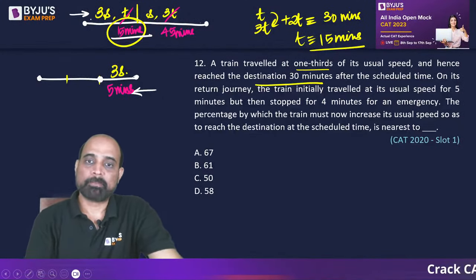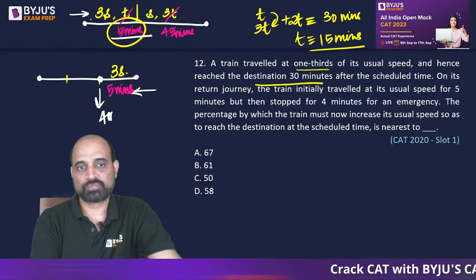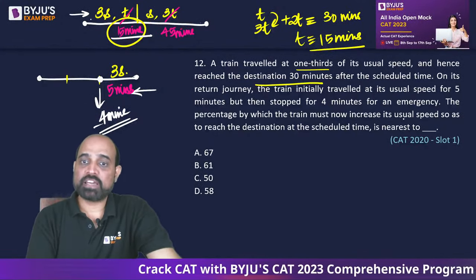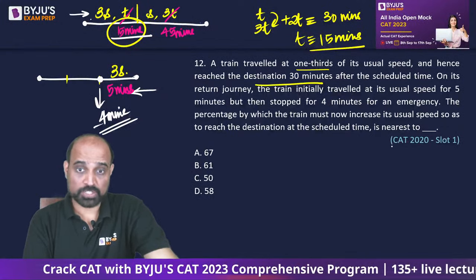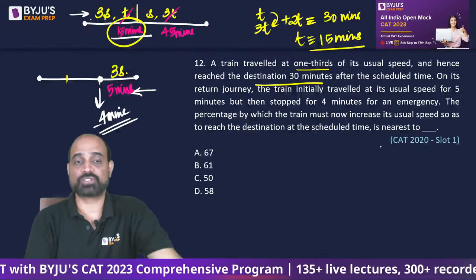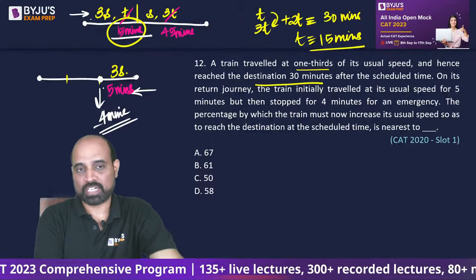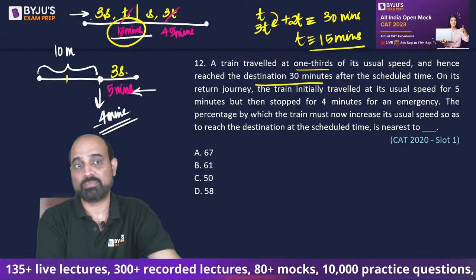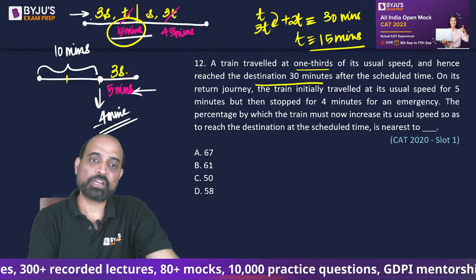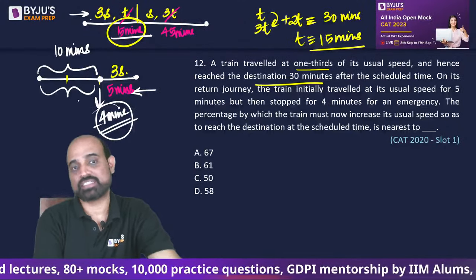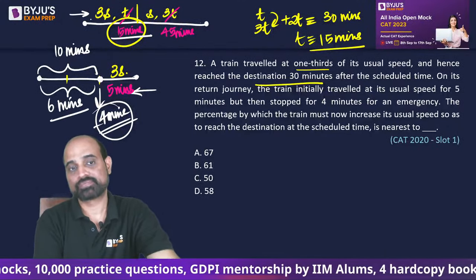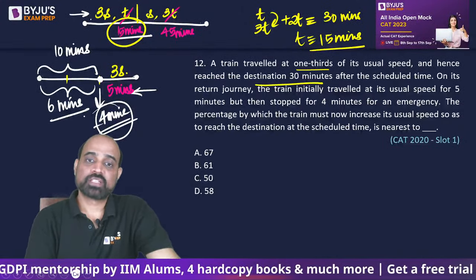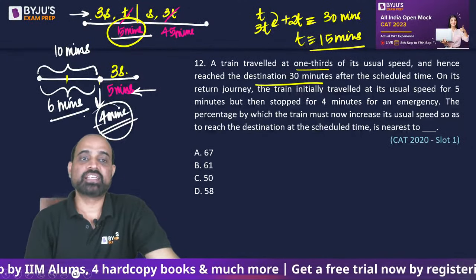But then it stops for 4 minutes. Stop. The percentage by which the train must now increase its usual speed so as to reach the destination at the scheduled time is nearest to. Now, how much total time was it supposed to take to cover the rest, once the train has covered 5 minutes of the journey? The train was supposed to cover this in 10 minutes. But because it stopped there for 4 minutes, the same distance the train now has to cover in 6 minutes. Right? The question is, by what percentage must the train now increase its usual speed?